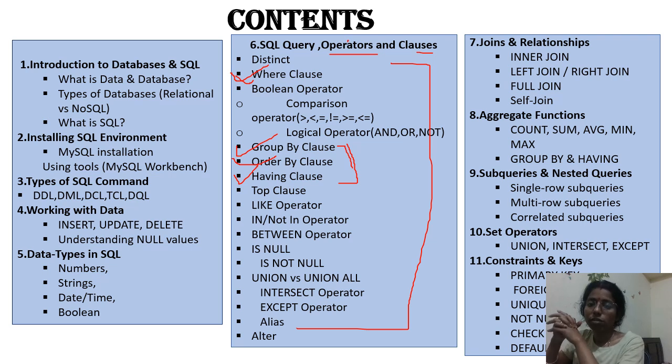The next chapter will be join and relationship. Join and relationship means it is about relation. Whenever relation comes, two or more persons, likewise here two or more tables, multiple tables, that time we'll take the help of join. Join also has different types, like inner join, left join, right join, full join, self join. We'll have to explain in detail, and this is a very important part.